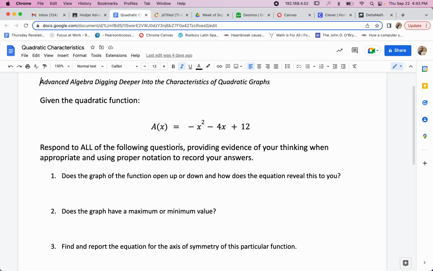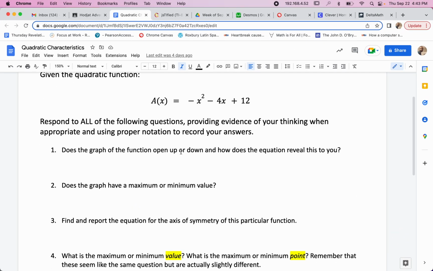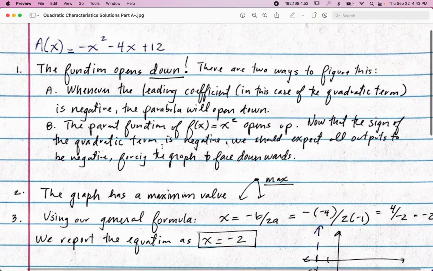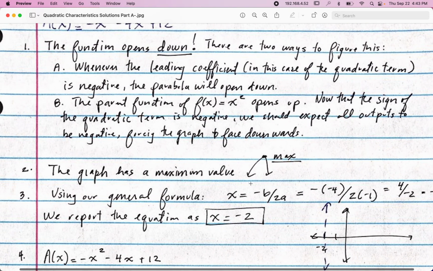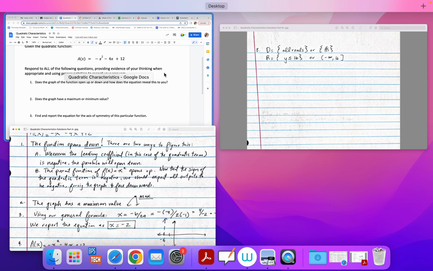Question 2 asks, does the graph have a maximum or minimum value? Because we know that the graph opens down, we should conclude that the graph has a max value. Here we read the graph from left to right. Notice that the outputs are getting bigger, bigger, and bigger, but as soon as we hit this vertex, in this case a max value, those outputs begin to get smaller. So this graph has a maximum value.